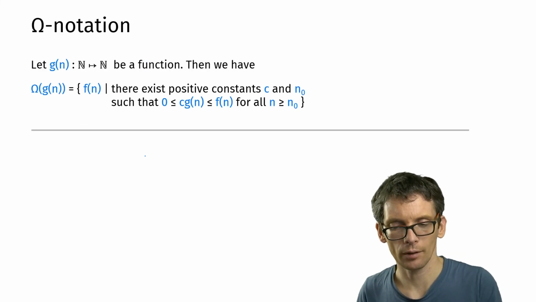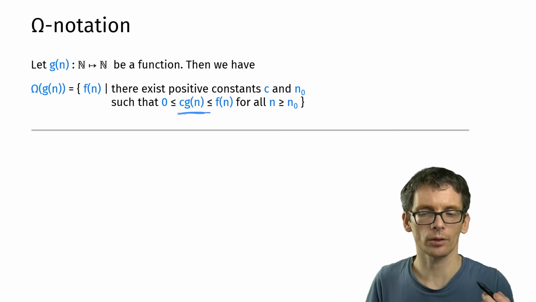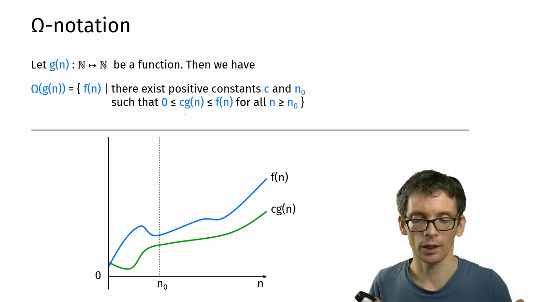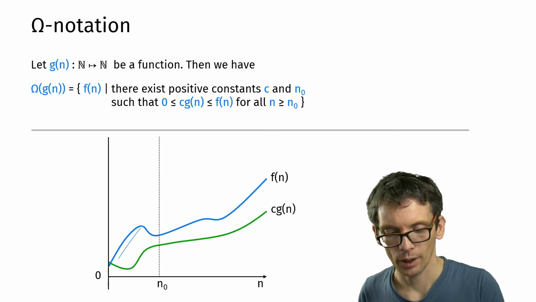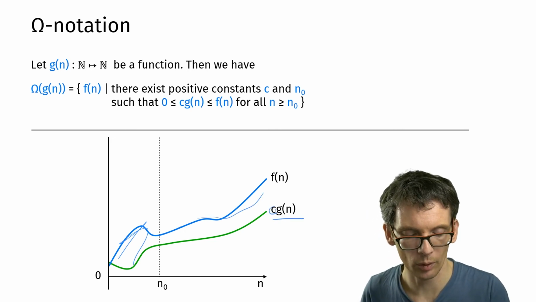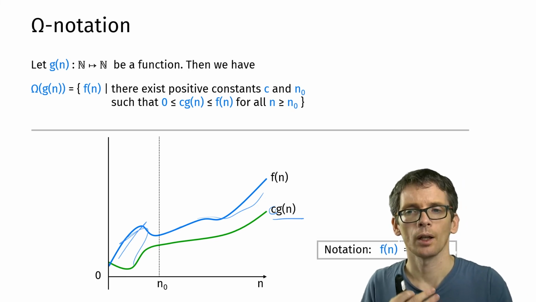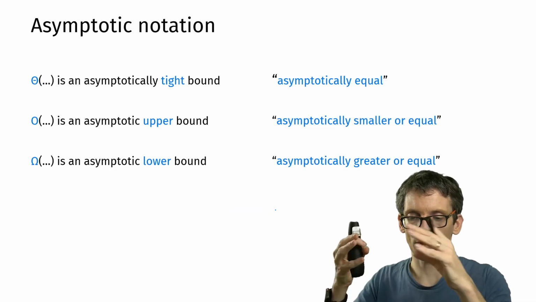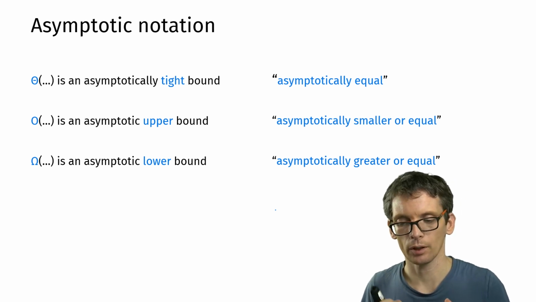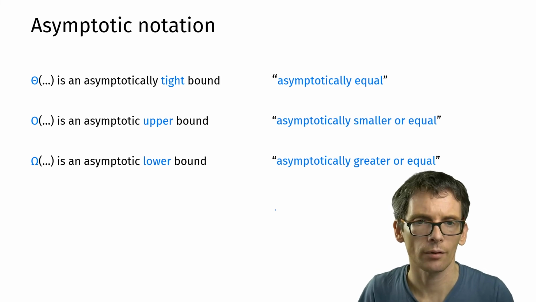And formally, this is very similar to O of n, just that we have c times g of n as a lower bound here. So omega of g of n are the functions that go at least as fast as g of n. Here's the picture again, ignoring everything smaller than n0. f of n should be above c times g of n for a suitable constant c. Notation again is the same. What we have here are expressions for saying, okay, if the asymptotic growth rate is equal, then we use theta. If we have an upper bound, we use O. If we have a lower bound, we have omega.